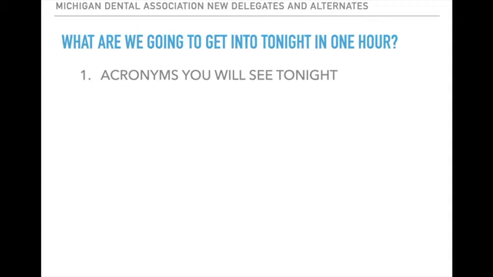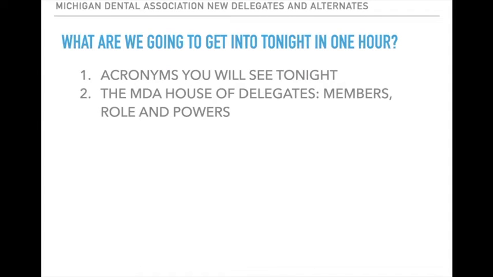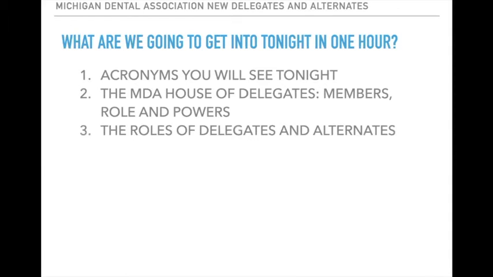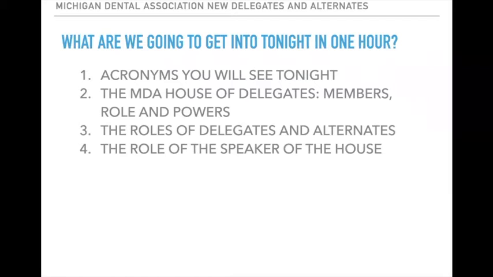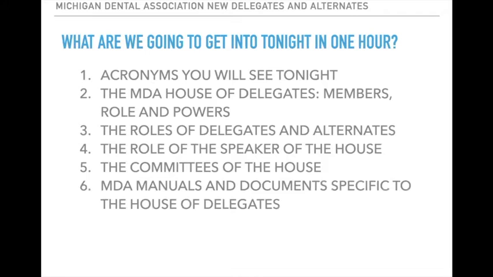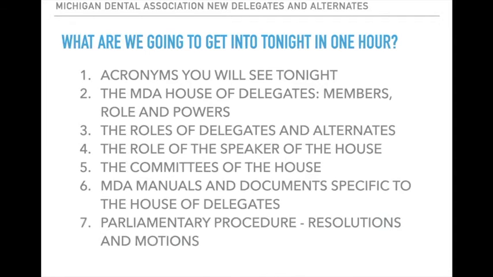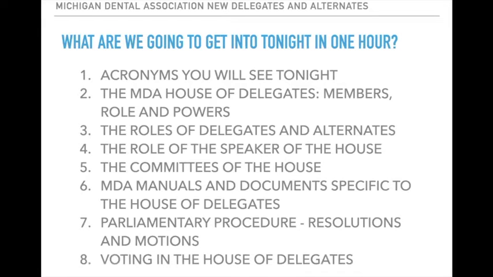So we'll throw out some MDA acronyms. Talk about the MDA House of Delegates, the members, the roles, and the powers that the MDA House has. The roles of the delegates and alternates within the House, as well as my role as the Speaker of the House for Michigan Dental Association, the different committees of the House of Delegates, and the manuals and documents specific to what our needs are for the House. And last, a little bit on parliamentary procedure, resolutions, and motions. Oh yeah, and how we vote. This is where some of the changes will occur. For those who were in the House last year, I plan on utilizing similar things for voting in the House.